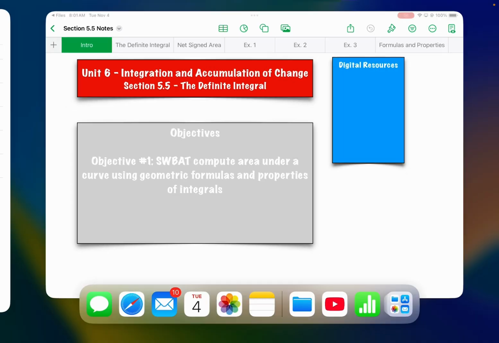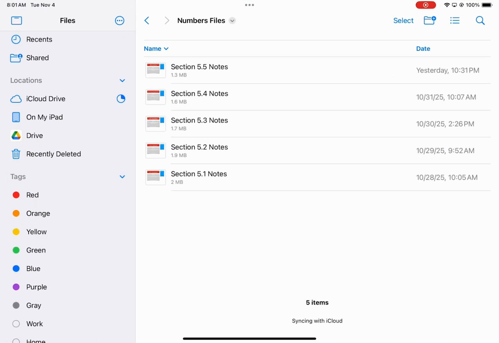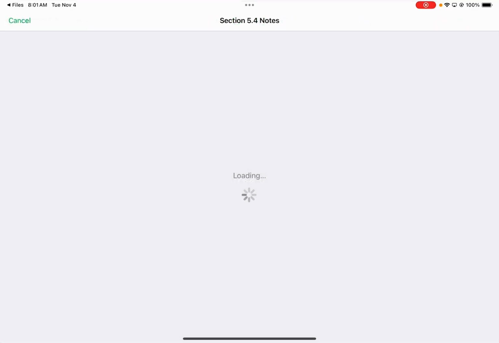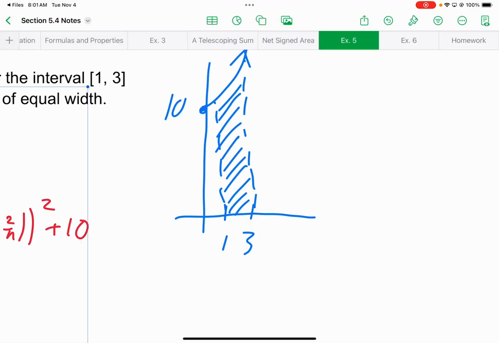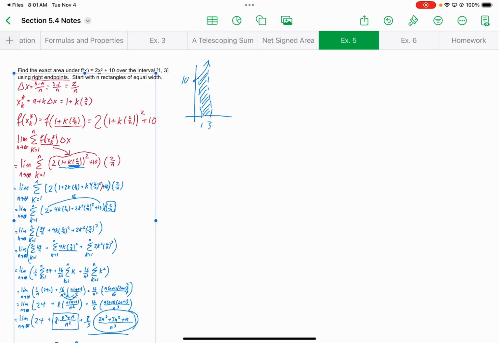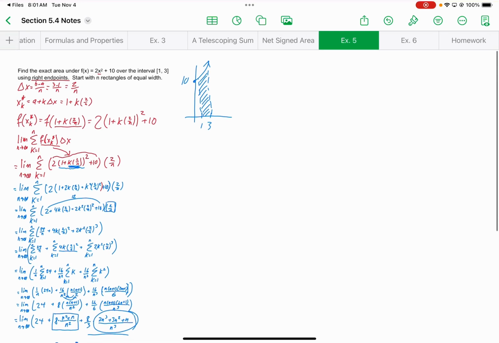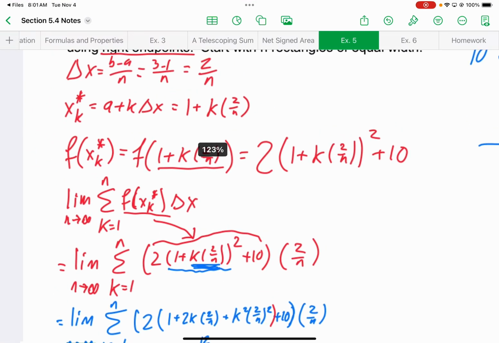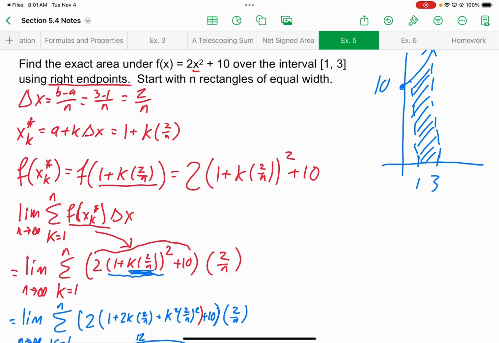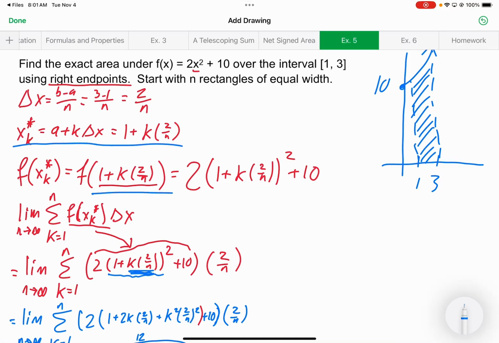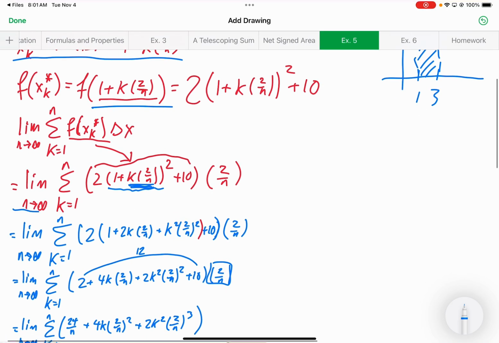And when we did 5.4, we had a massive area problem at the end, like Tarun was talking about. We did this one example that took us a long time because there was a lot in there. Basically what we were doing was chasing around the definition of net signed area. We talked about starting the process with finding x sub k star, and then we plugged it into our function, and then found our delta x and multiplied by that as well. And then ended up with this.